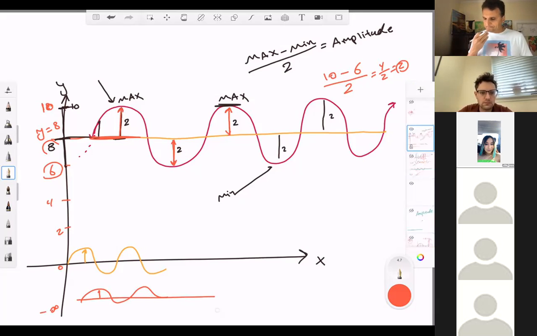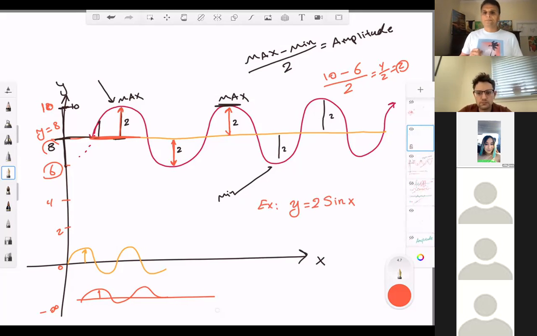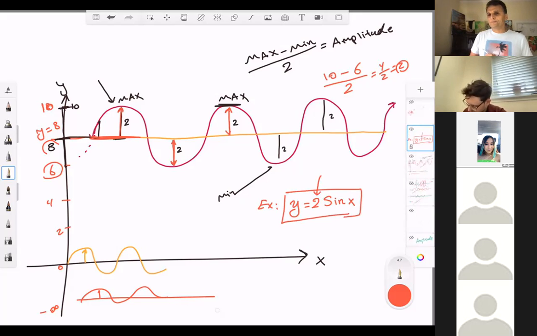So here the amplitude is 2. Example, y equals 2 sine of x. This one has an amplitude of 2 as well. This 2 actually works as the amplitude.